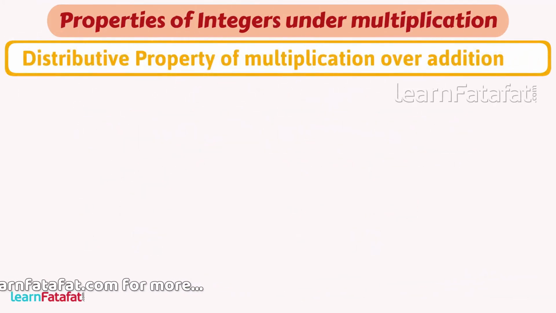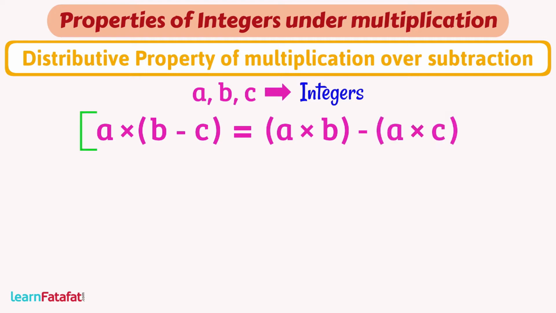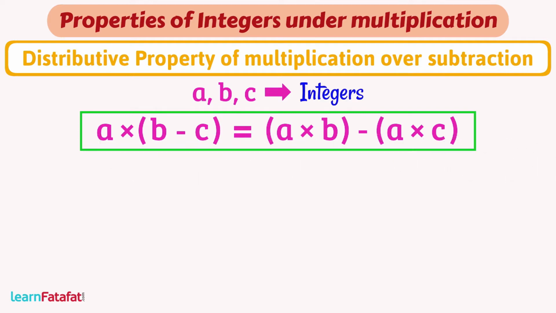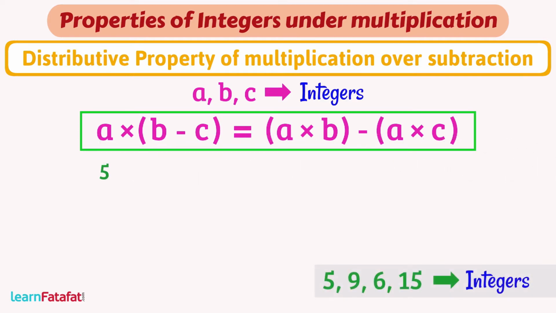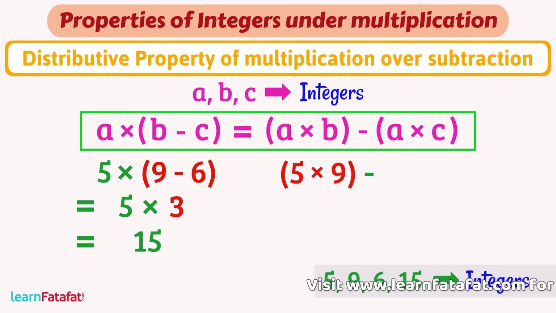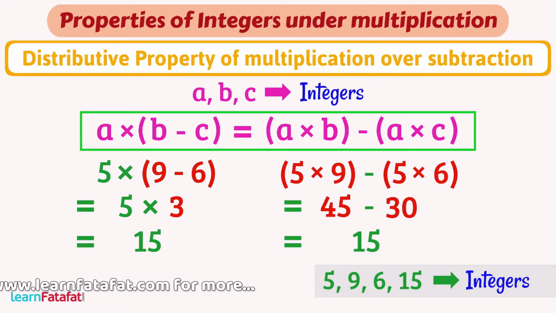Distributive property of multiplication over subtraction. For integers a, b and c, the multiplication can be distributed over subtraction. A into b minus c equals a into b minus a into c. For example, 5 into 9 minus 6 can be solved by performing subtraction and then multiplication, which gives the result 15. Similarly, it can also be solved by using the distributive property of multiplication, which gives the answer 15. In both ways, the result is the same. So, multiplication can be distributed over subtraction.